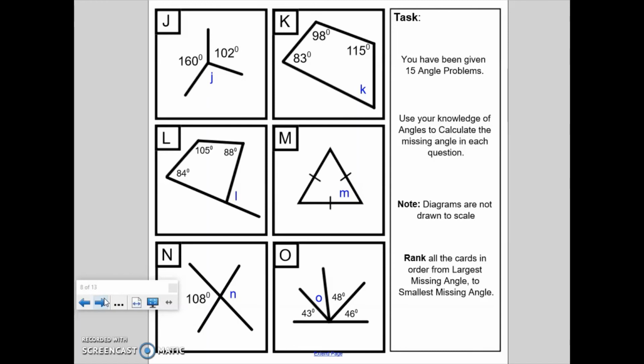One thing to note is that the diagrams are not drawn to scale, so you can't use a protractor and measure them, and you can't just assume an angle because it looks like 94 degrees. You need to apply a mathematical fact to find the answer. Once you have answers to all 15 questions, I want you to rank your answers from largest to smallest to check your final answer with mine.